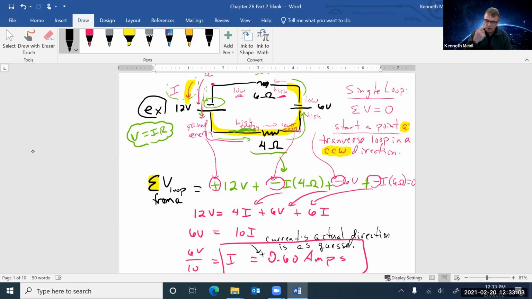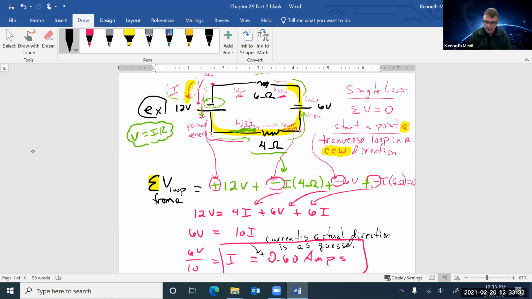But as I went around the loop, and it doesn't make any difference which way you go across each element, you figure as I go across the element in a certain direction, am I going from a higher energy state to a lower one, or from a lower one to a higher one, and that determines whether you've got plus or minus signs here.